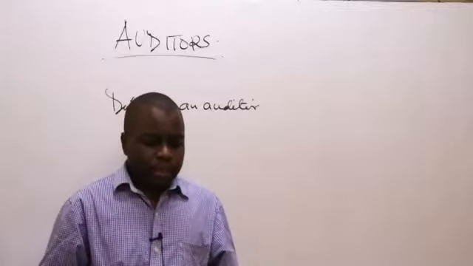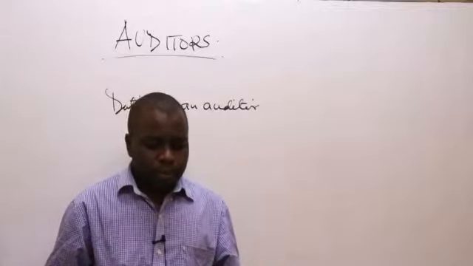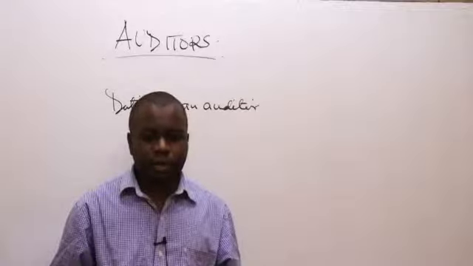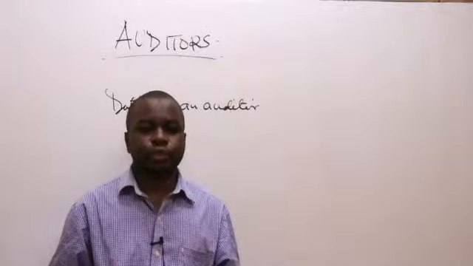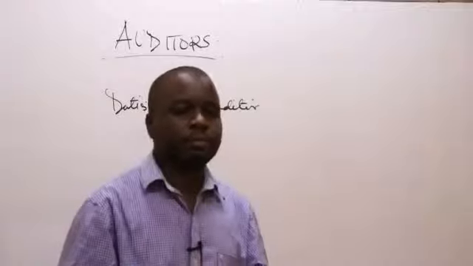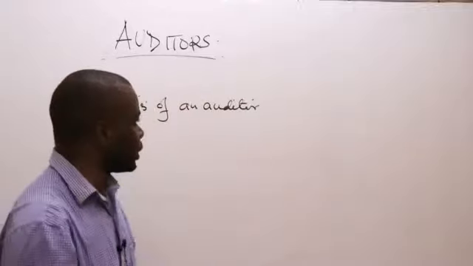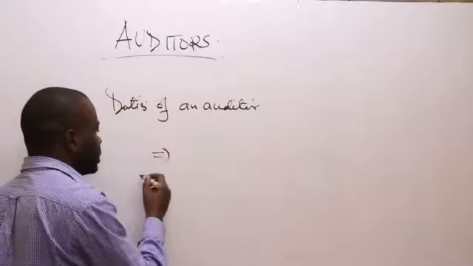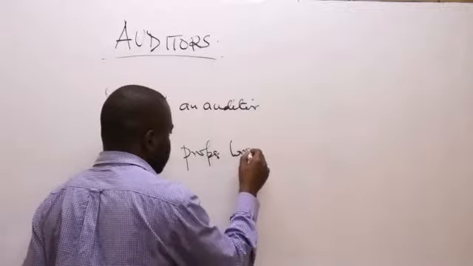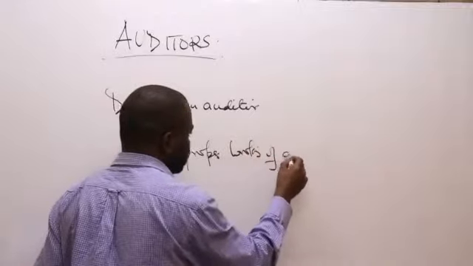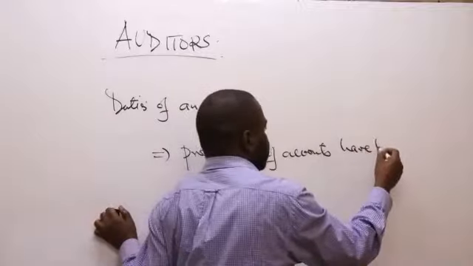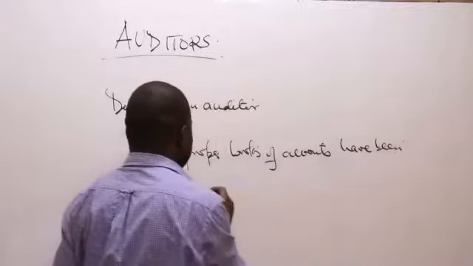So basically what the auditor will be able to do, when you talk about, for example, laying the accounts before the members of the company, is that when he's carrying out his work, he'll ensure that adequate or proper books of accounts have been kept by the company. So the key thing here is that he must ensure that proper books of accounts have been kept by the company.